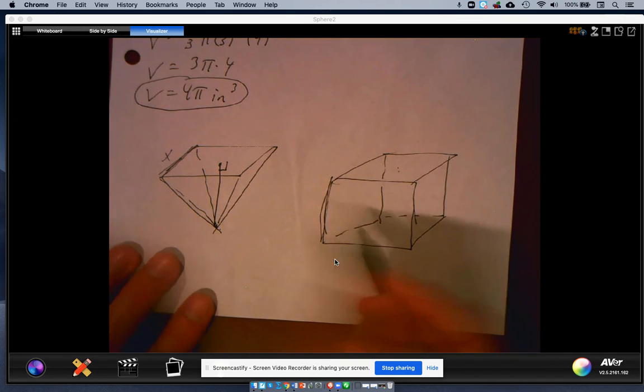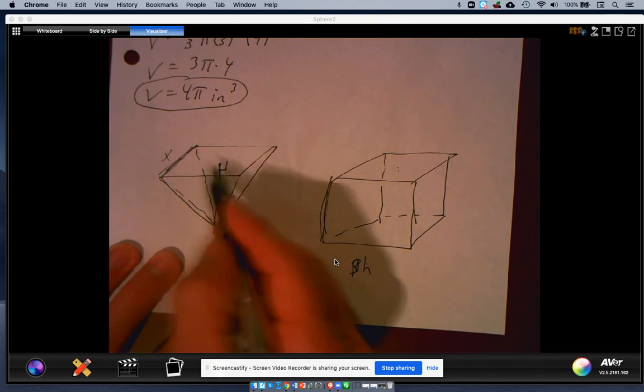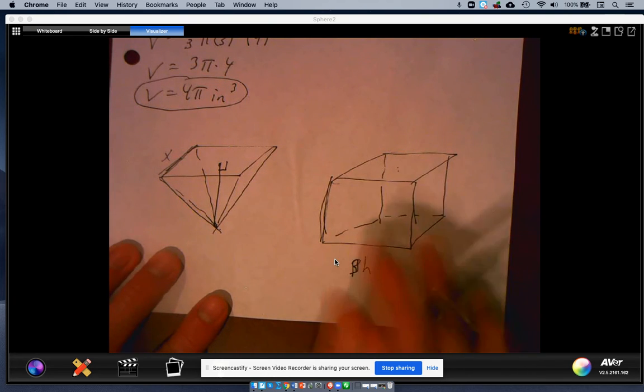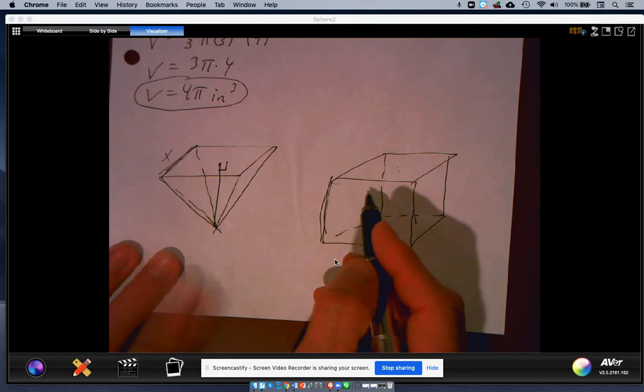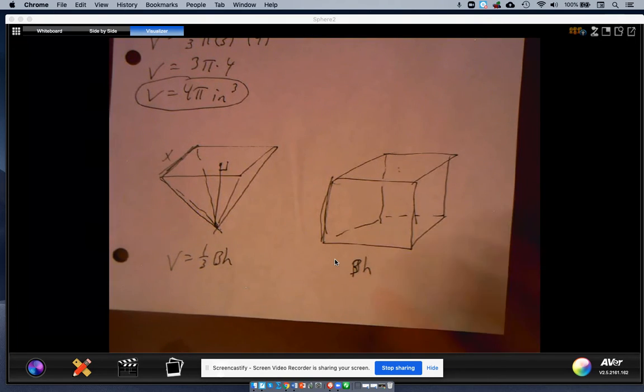Okay, and if I take this formula, area of the base times the height, capital BH, and I fill this with water, no bottom on it here, no top here, I'm going to fill it up 3 times, and that's exactly what it holds. So the same formula, area of the base times the height.